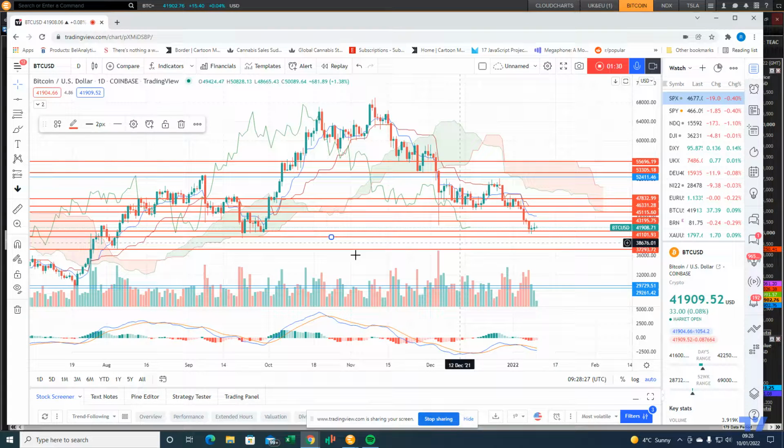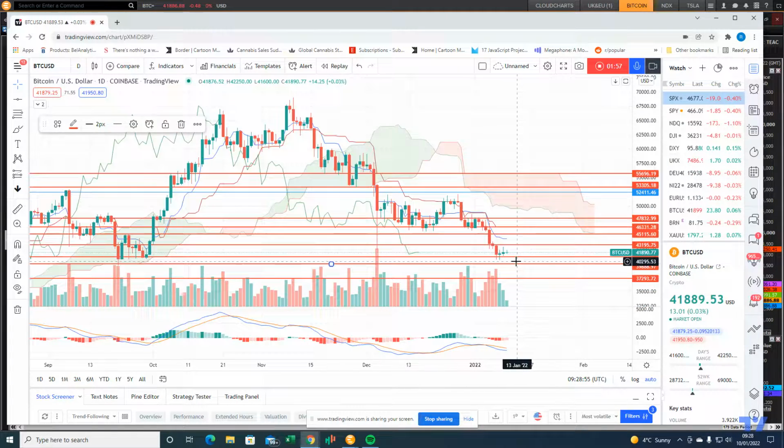If support fails at these levels, then we're going down to the next level of 38,762, and then this big line in the sand here, 35,125. So these are all the downside risk targets in Bitcoin from a swing trade perspective. But we're looking out for a potential rebound from this major support zone at around the 39,888 zone. So that's a key level to watch out for.